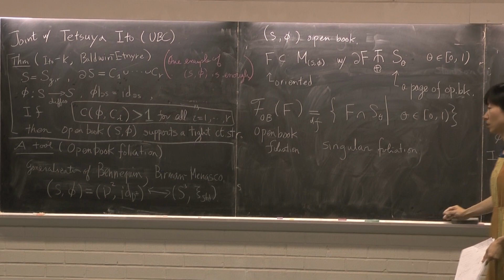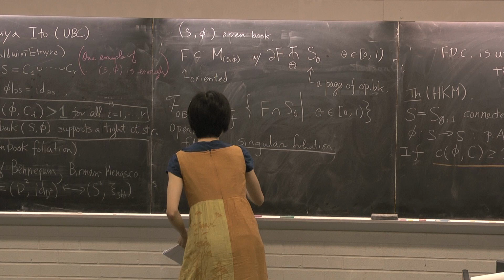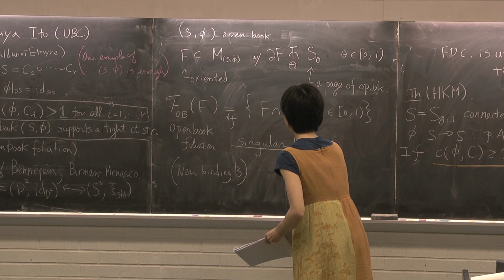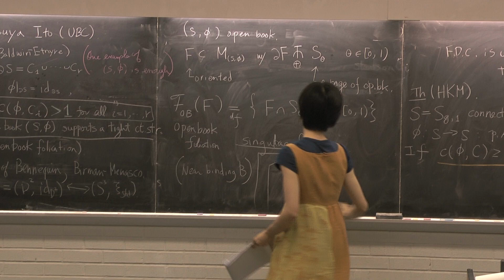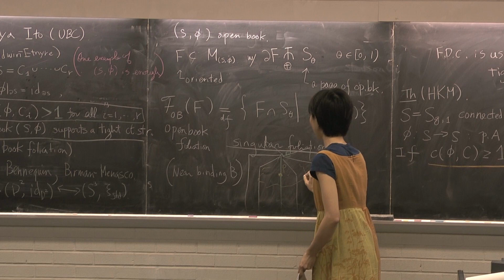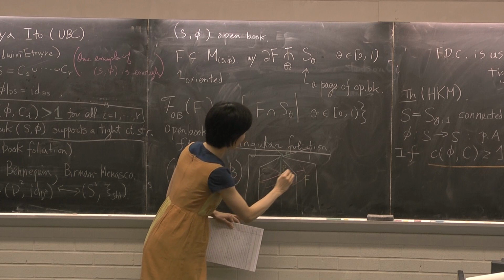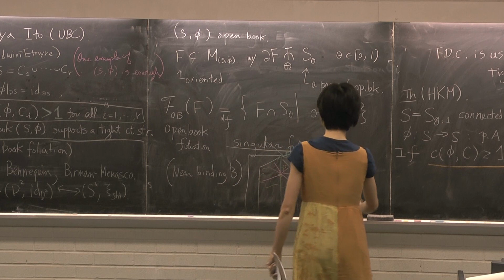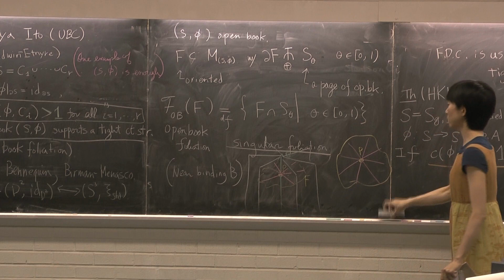We have two types of singularities. Near the binding B, so this is my binding B, and pages are coming, meeting here. And my yellow surface intersects the binding at this point P, and somewhere here is part of the surface. Then the intersections, you can see radial arcs from P. So if you see it from the top, we have this. And I want to call this point an elliptic point.